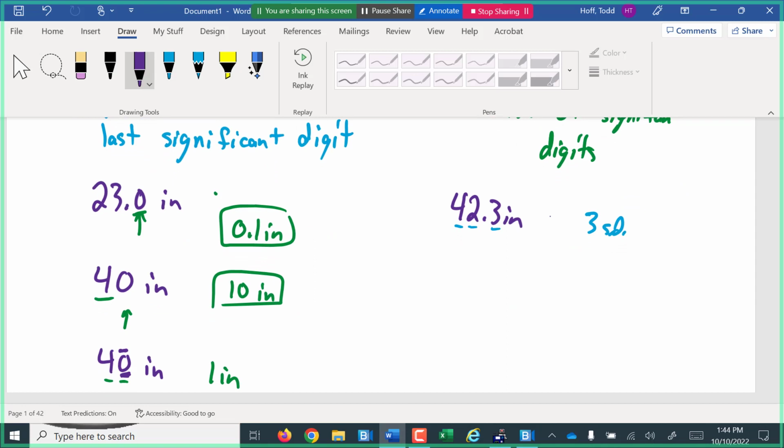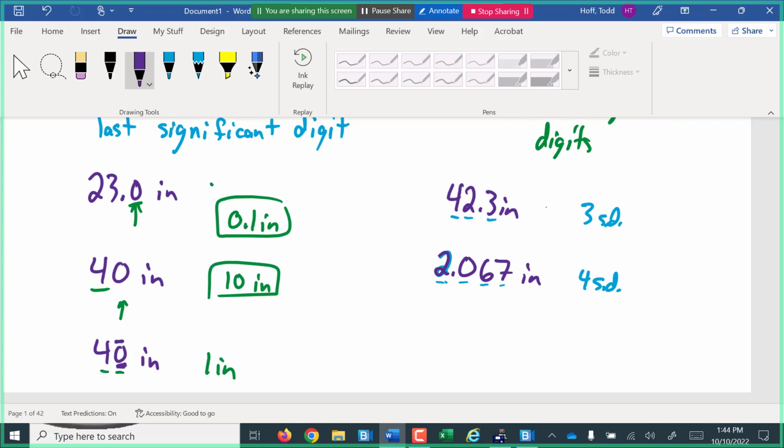So if I report a measurement of 2.067 inches, what is the accuracy of that number? How many significant digits does it have? 4, there you go. I heard the confidence slowly creeping into your voice there. 4 significant digits. So it is accurate to 4 significant digits.